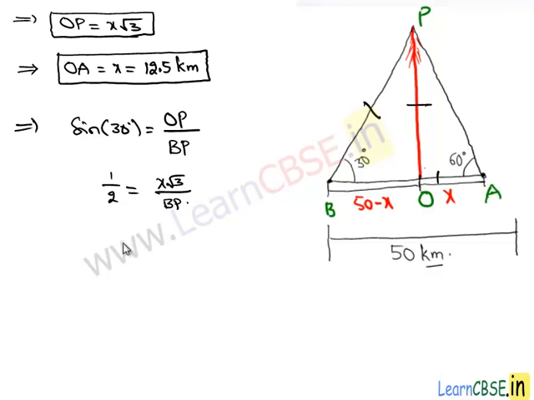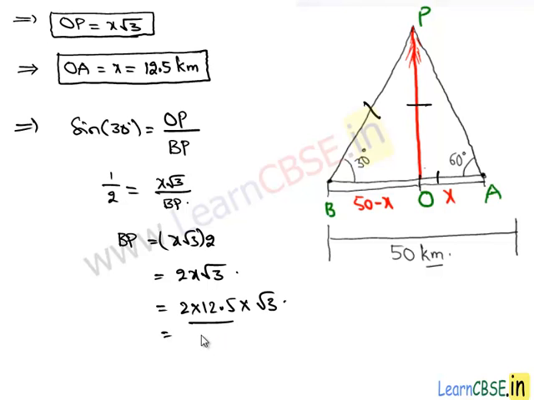So by transposing BP to the left hand side, we get BP is equal to x times root 3, and we transpose 2 to the right hand side. It is equal to 2 times x times root 3, which is 2x times root 3. Let's substitute the value of x. We have 2 times 12.5 times root 3. That is, 2 times 12.5 is 25. So we have 25 times root 3 kilometers. The distance travelled by the team of fire station B is 25 times root 3.